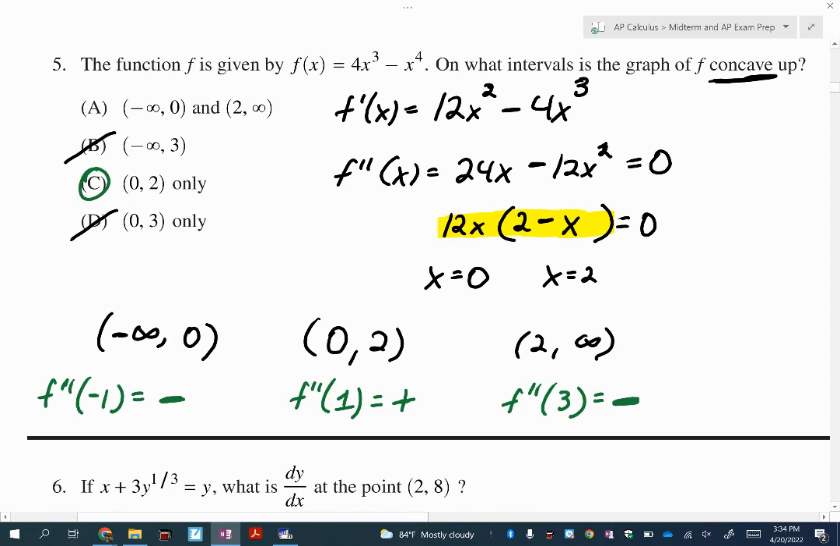Questions on 5? Again, I can't guarantee you get a question like this, but I'm just trying to cover all the bases. They love to ask this question, and all they'll do is just change this to increasing or decreasing. It's the same steps, though. Just all the work you're doing is with the first derivative as opposed to the second derivative. Steps are the same.